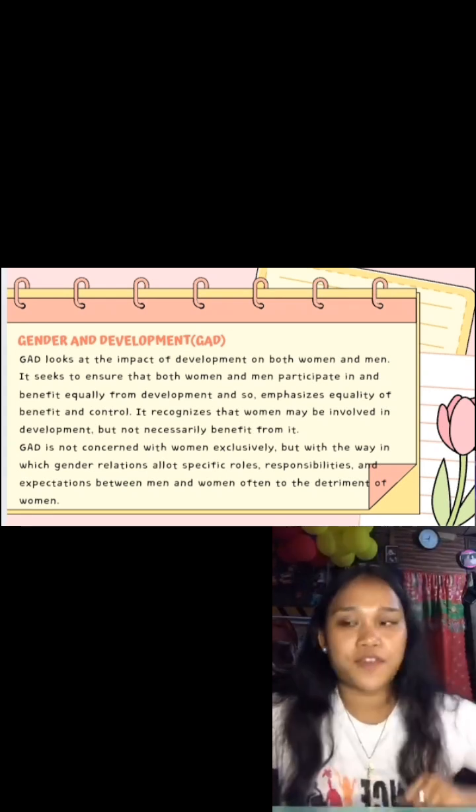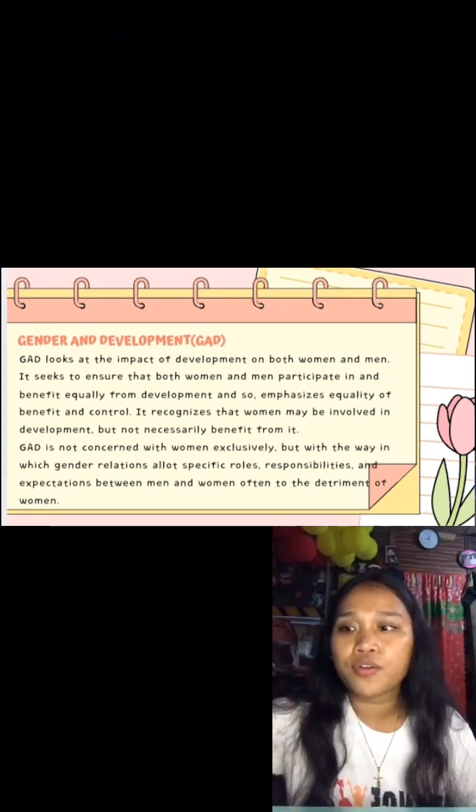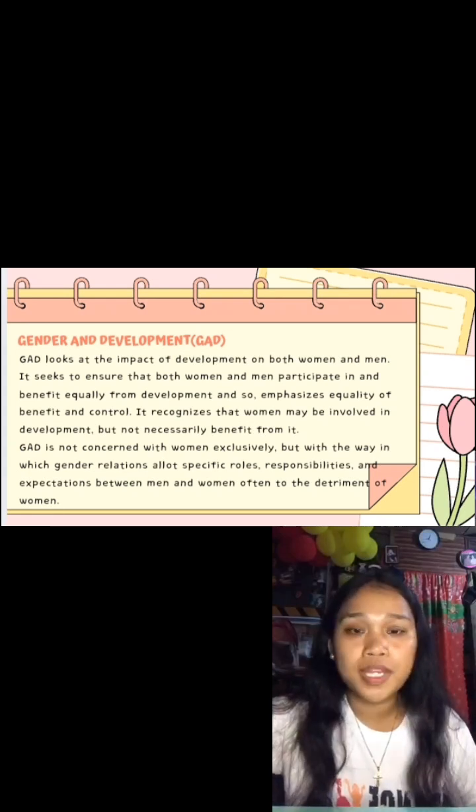proceed to the next approach, which is Gender and Development. So Gender and Development looks at the impact of development on both women and men.